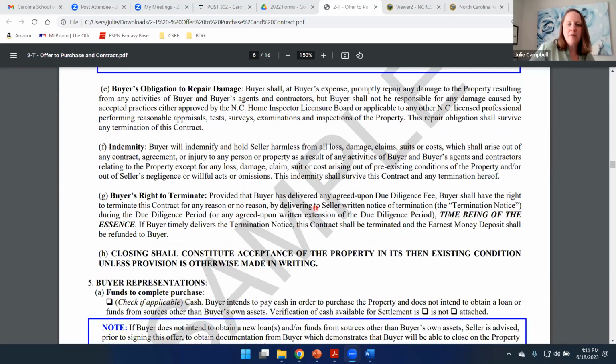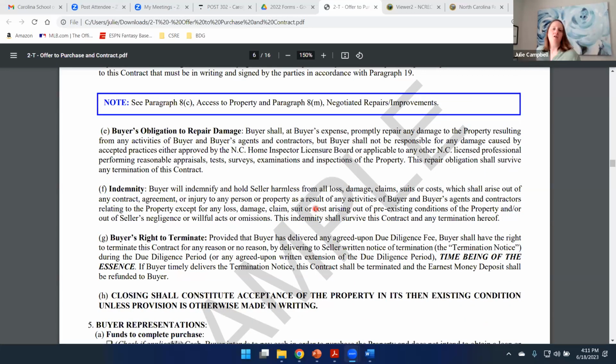Still under paragraph 4, buyer's due diligence. Buyer's obligation to repair damage. This is what we mentioned yesterday when we were talking about those money damages, specifically those consequential damages.